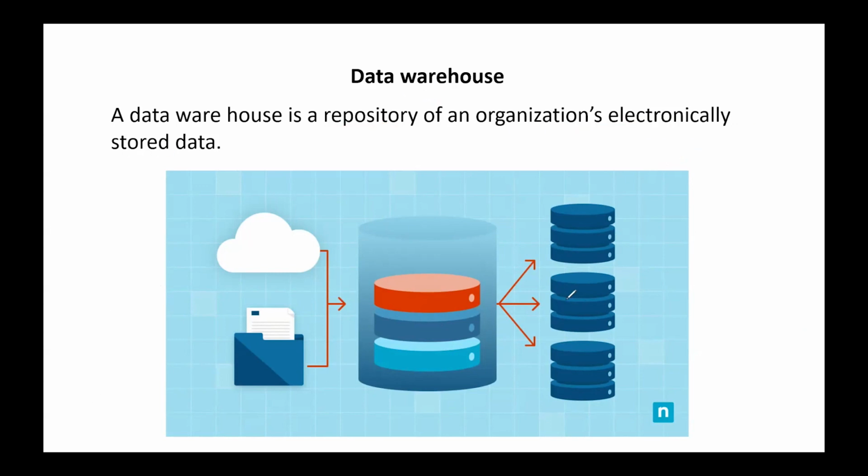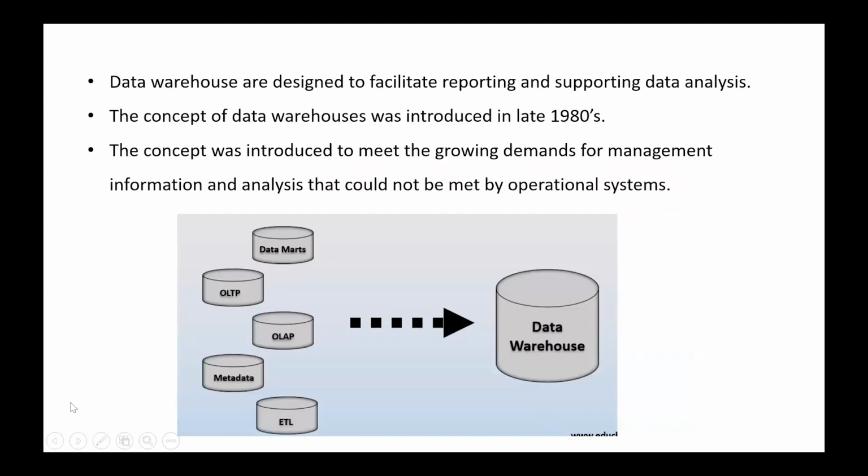As you can see in this diagram, we have all the data from wherever, whether it is a cloud, a file, or a database. Everything we are going to store in the data warehouse. Any kind of data, heterogeneous data, meaning multiple types of data, which belongs to that particular company, will be stored in a data warehouse. See here, data warehouses are designed to facilitate reporting and support data analysis.